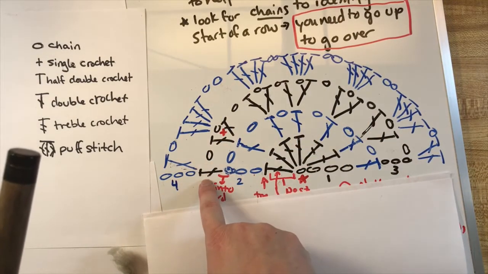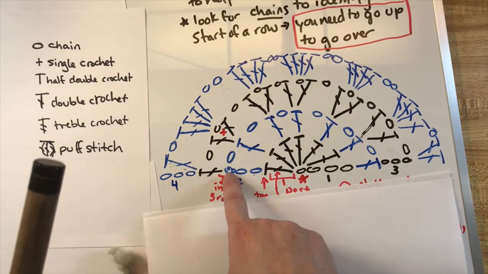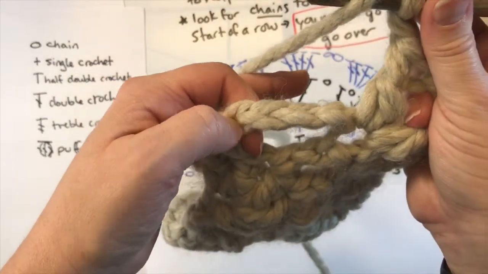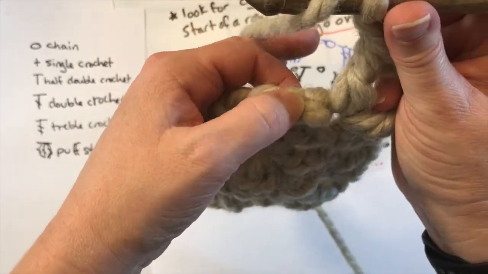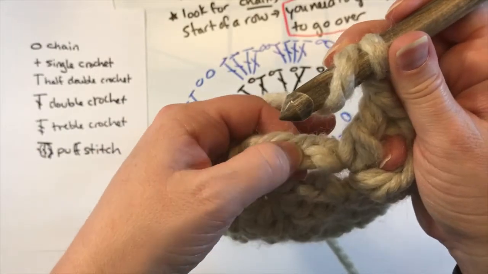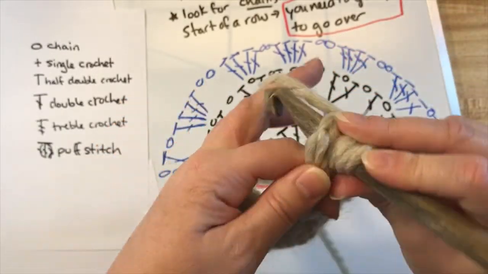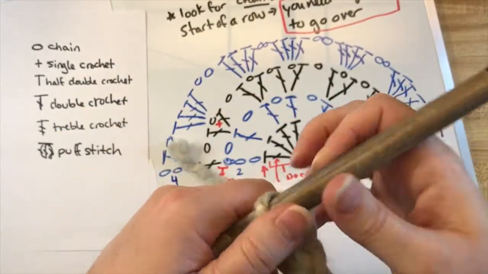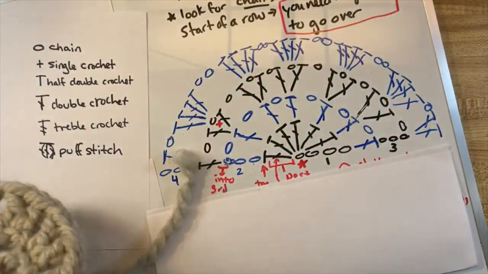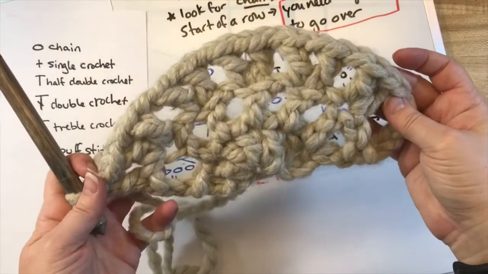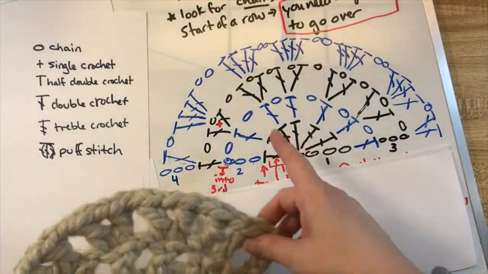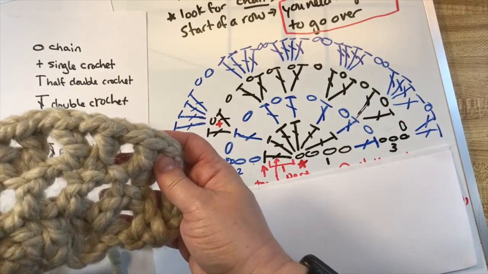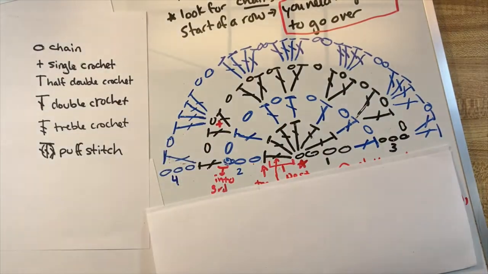I just did that chain 1. It's only one double into the third chain. So get ready for my double. 1, 2, 3, 4. I want the third one to keep the shape right. Now if we look at that, it's trying to replicate, or that picture is trying to show us what we did. One more row to go.